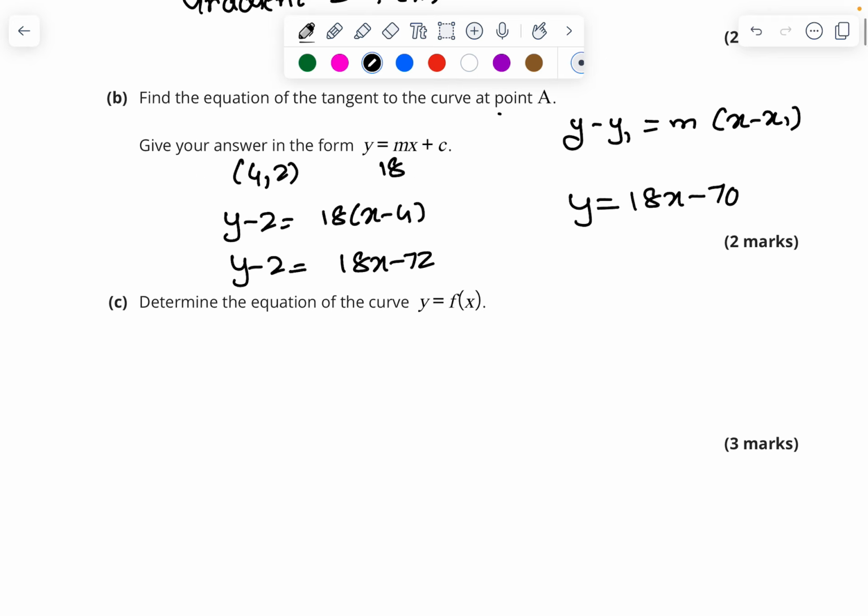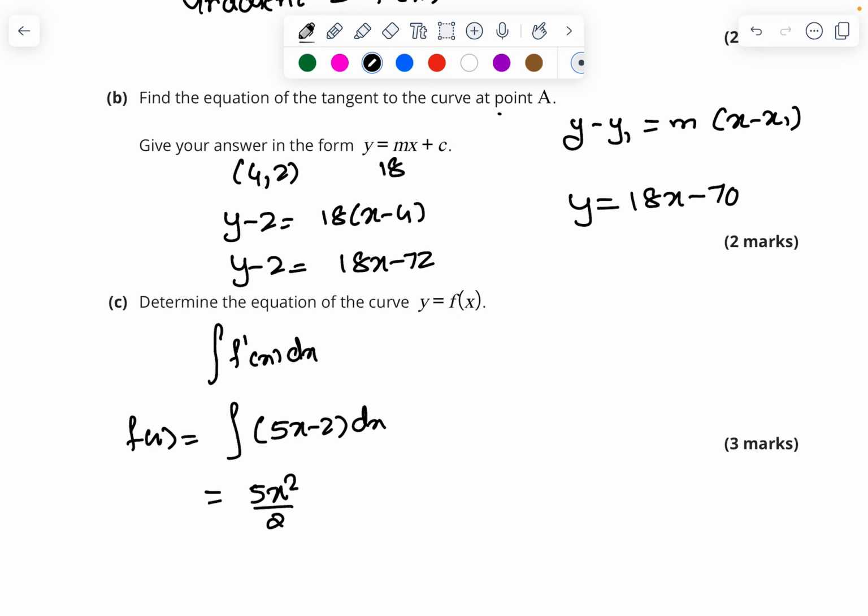Determine the equation of the curve. To get the equation of the curve, I need to find the integral of f prime x, which is the integral of 5x minus 2 dx, which is f of x. So that equals 5x squared by 2 minus 2x plus c. But now we know that it is passing through (4, 2). So therefore, I plug that in.